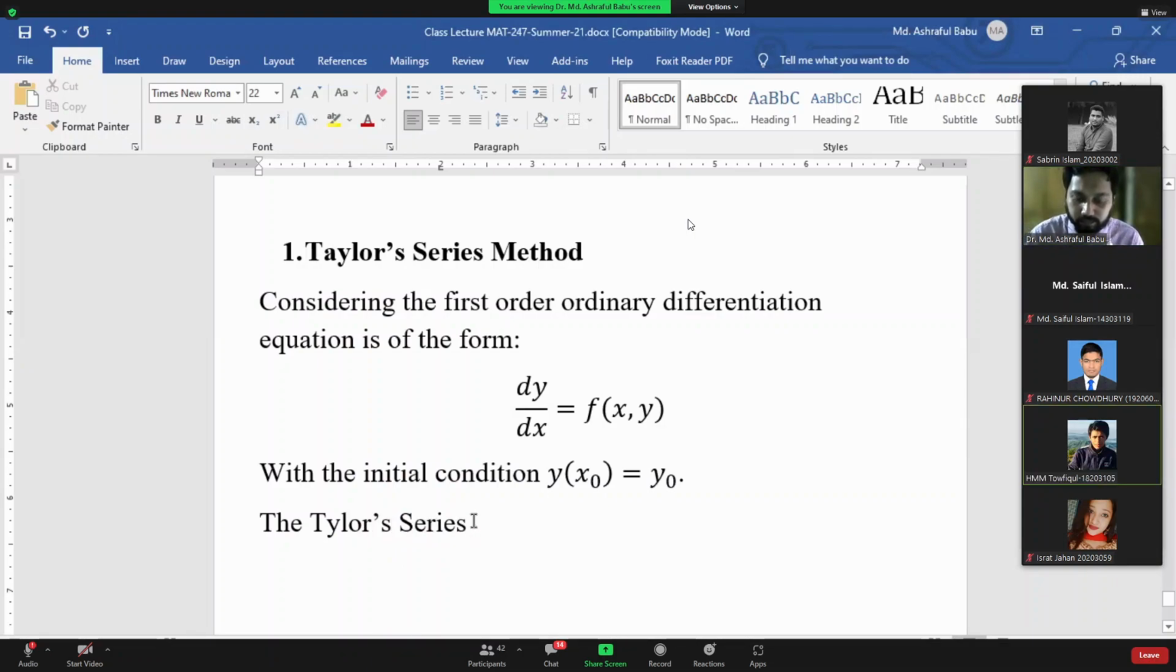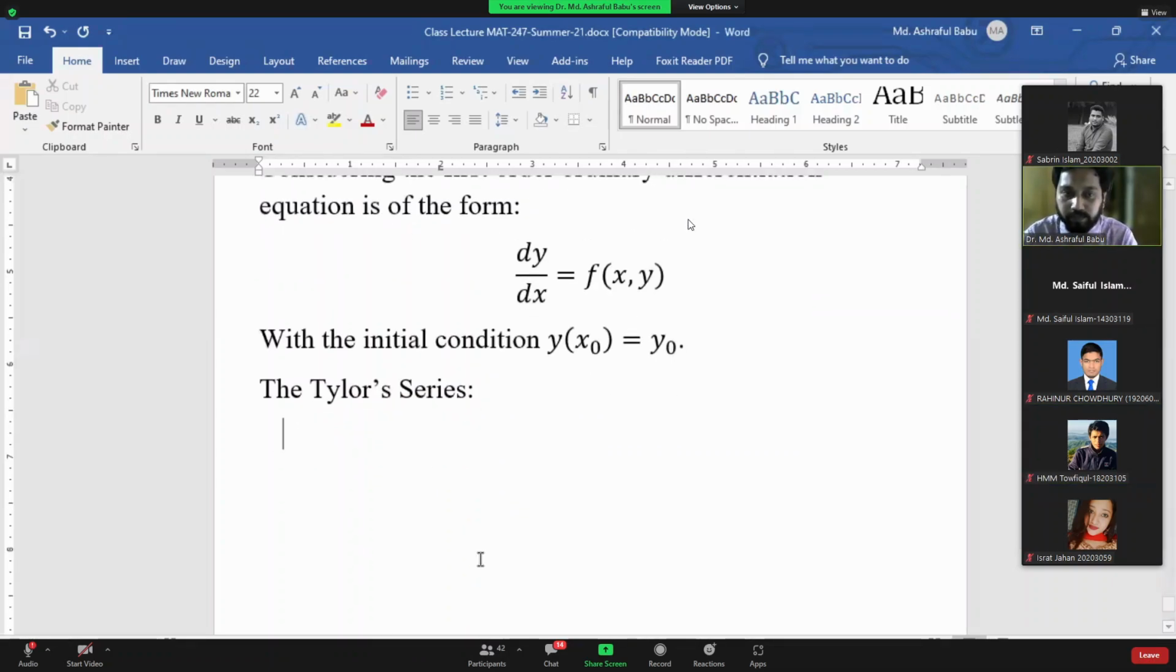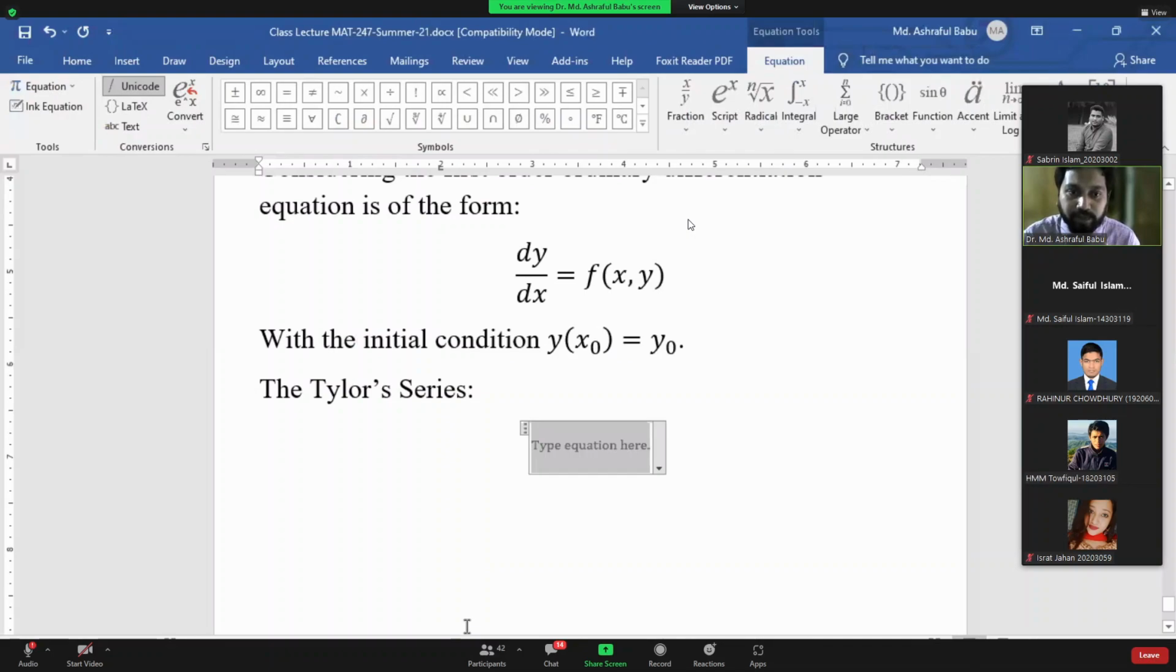Sir, we have 1 minute remaining. Only 1 minute remaining. Do you have class after that? Just allow me 1 minute. I'm just writing the equation, that's it. Okay, so this is the last line I'm writing.